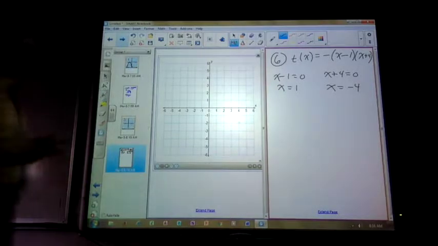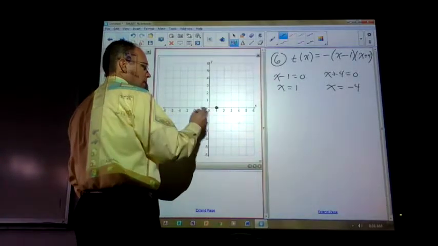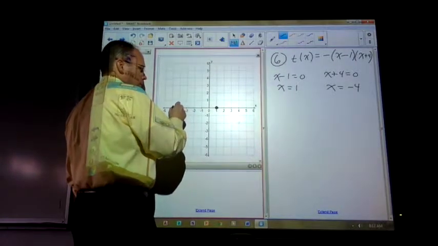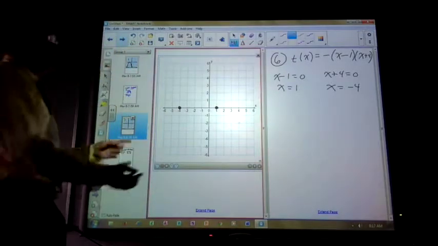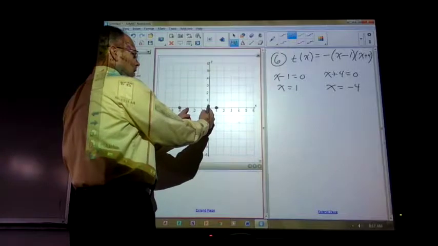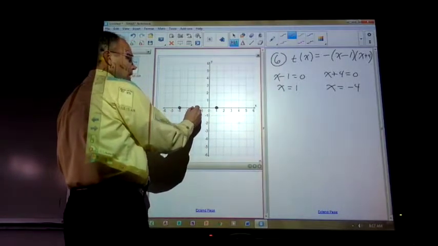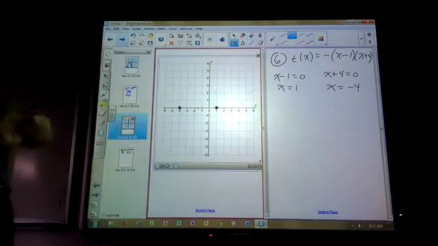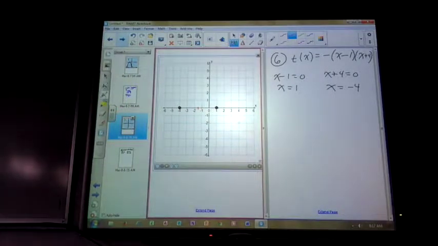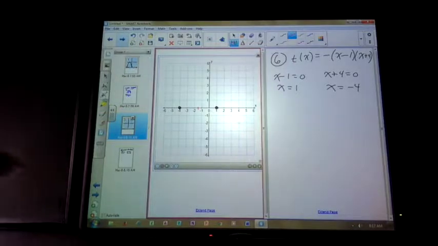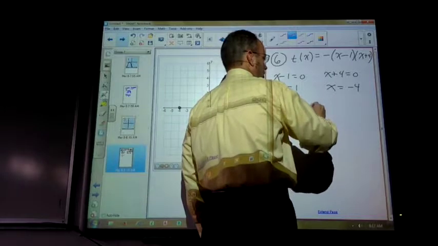All right. So I find that it crosses x here at positive 1. I find it crosses x here at negative 4. Now I have to find what's in between those two. So I could count inward. I could say, okay, I come in 1, come in 1. Oh, kind of happens in the middle. What's in the middle between negative 1 and negative 2? Negative 1.5. Okay? So, negative 1.5 is the x component of my vertex.